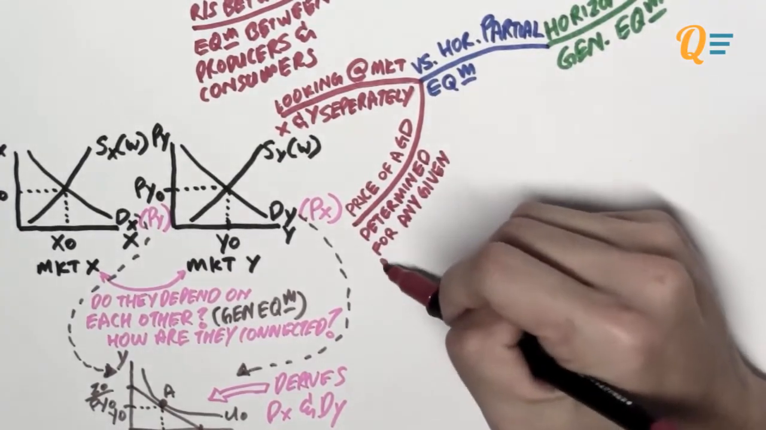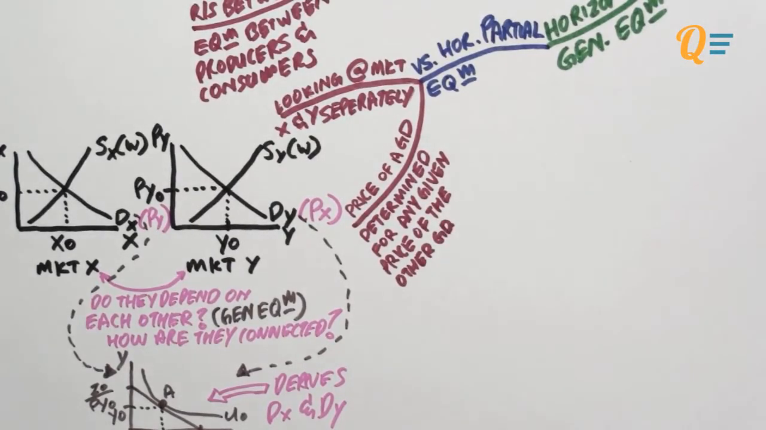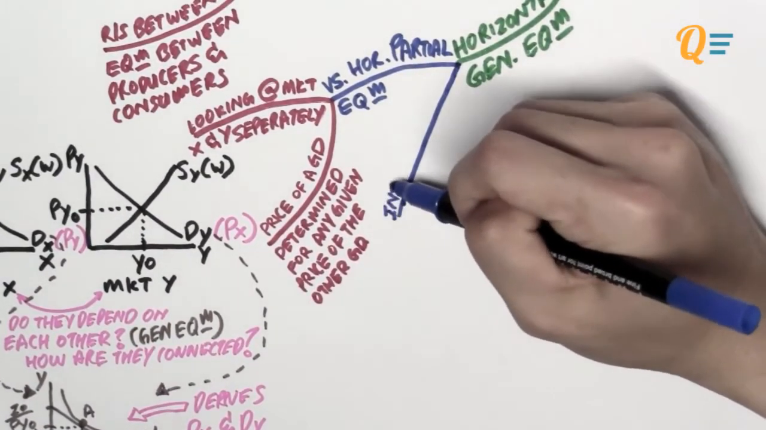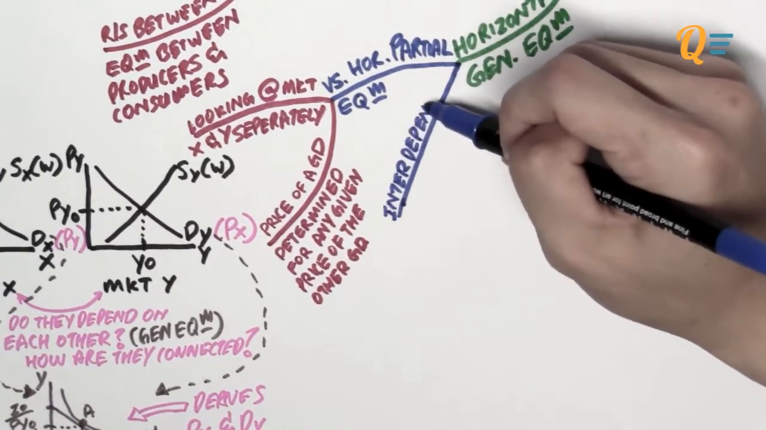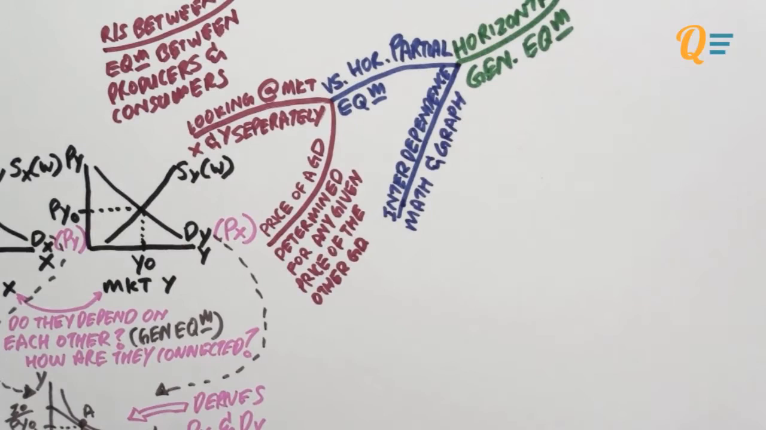Okay, it does not care about what's happening in the other market, which is not really good if you're looking at the economy at a larger perspective. Okay, so this is the part that you need to pay a lot of attention to. We're going to be talking about this interdependence in a horizontal manner using some mathematics and some graphs.